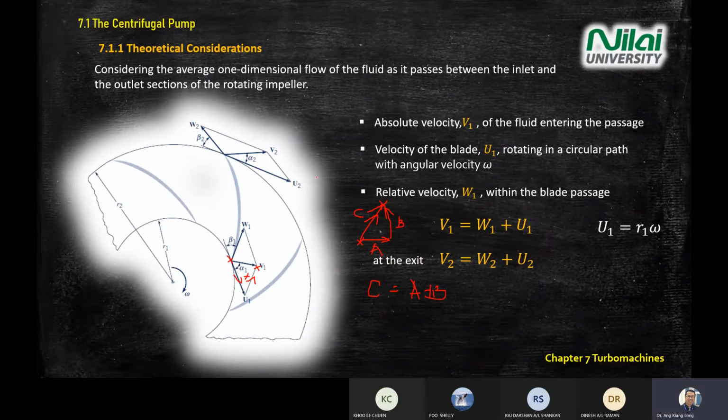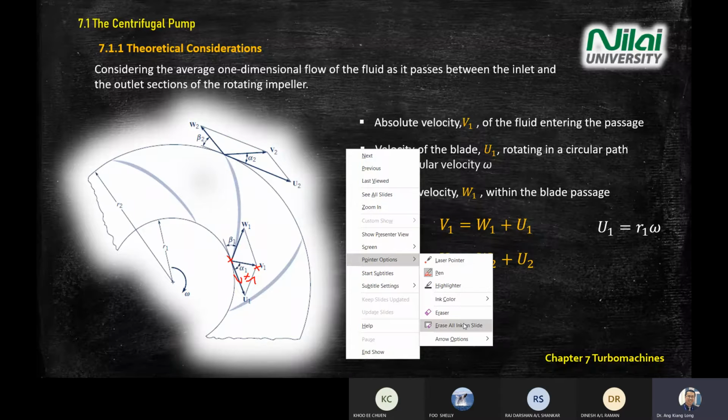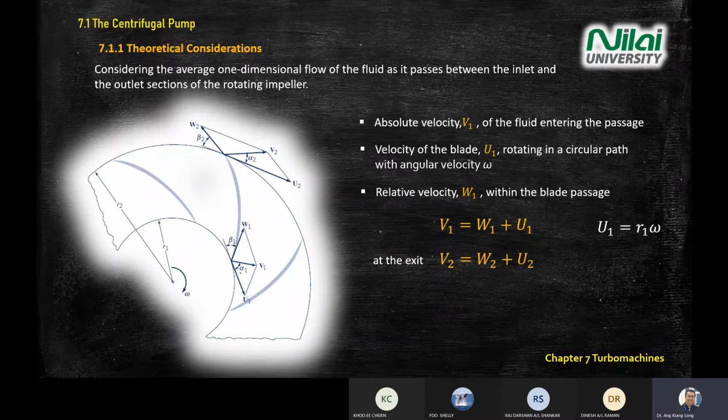Okay? You do the same for the second one. And then from the vector diagram, you get your alpha 1 and beta 1. Okay, how to calculate U1? U1 is given by R omega. R is the radius, omega is the rotational speed in radian per second.